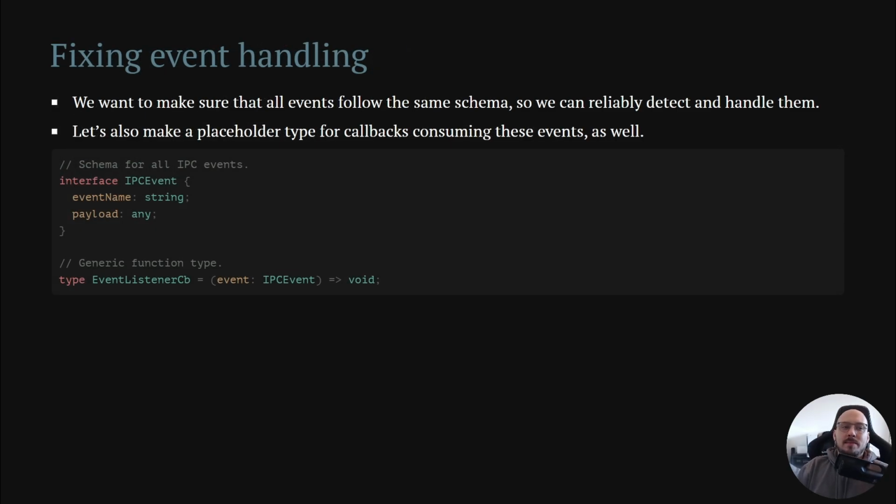So what do I mean by that? Well, we want to first make sure that all of our events adhere to the exact same schema. We want to be able to reliably detect and handle them. And then let's just get some dummy types set up so that we can start visualizing this, right? It's just easier when we have some actual data to visualize how we want this thing to look. Well, we can have an interface for IPC events. That should have an event name and a payload. Sounds good. The listener is just going to accept an IPC event. That way you can do something with it.